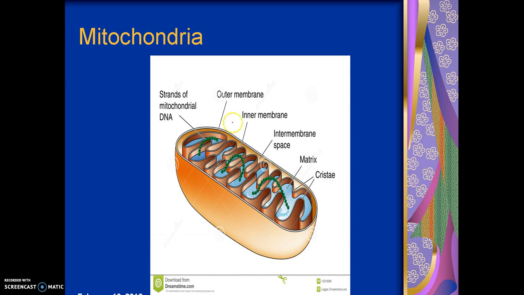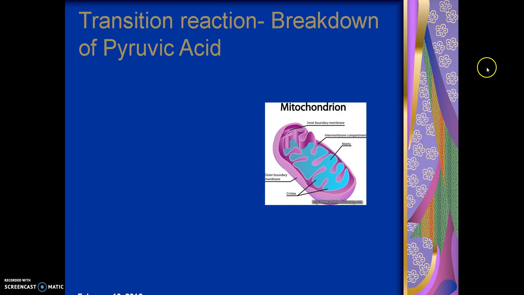Even before we go on, let's see the parts of a mitochondria. There are two membranes, the outer membrane and the inner membrane. Between the outer and the inner membrane is the intermembrane space. And here is the matrix, in the inner compartment. The inner membrane is highly folded and you get these finger-like projections, which are called the cristae.